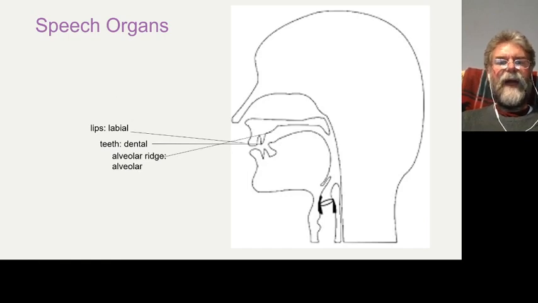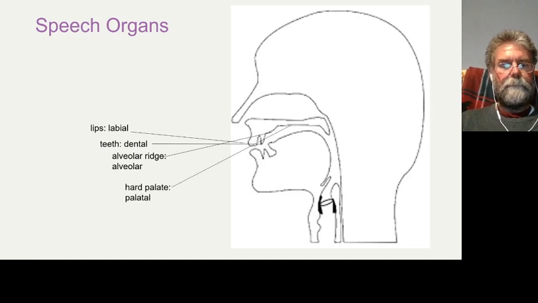And then just behind your teeth, at the top of your mouth, there is this bony ridge that you can probably feel with the tip of your tongue if you run your tongue from your teeth and backwards up. This sort of ridge that disappears into the roof of your mouth. That's known as the alveolar ridge. And language sounds made using the alveolar ridge are called alveolar sounds.